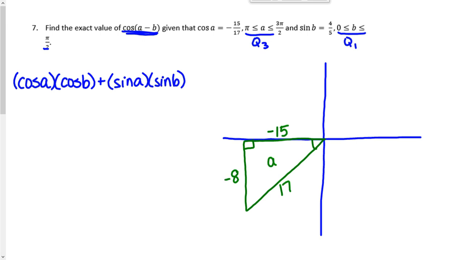Good. Those Pythagorean triples are going to help you if you know them. Now, if you don't know them, what could you do to find that 8? You have to keep in mind the signs based on the quadrant, though, because Pythagorean theorem, when you solve for it, it's just going to tell you 8. You need to know it's a negative 8 because it's in the third quadrant.